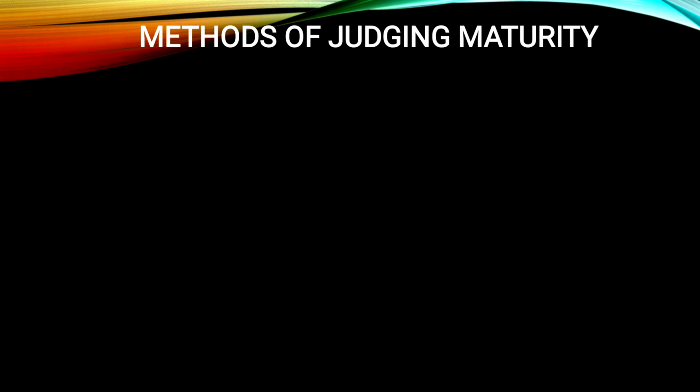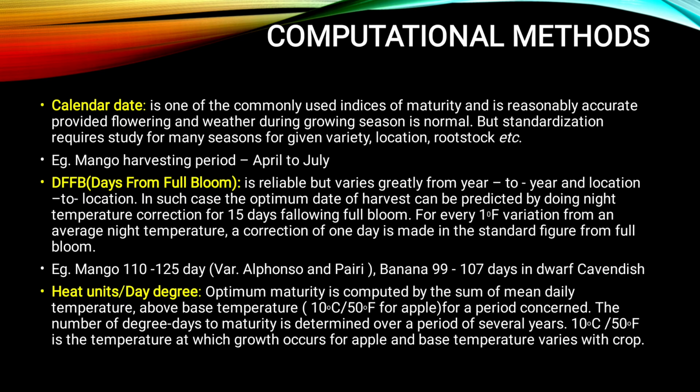Methods of judging maturity. The first is the computational method. It is again divided into three types: by calendar date, by days from full bloom, and by heat unit and day degree. The calendar date is one of the most commonly used indices of maturity and is reasonably accurate, provided flowering and weather during the growing season are normal. But the standardization requires study over many seasons for a given variety, location and rootstock.